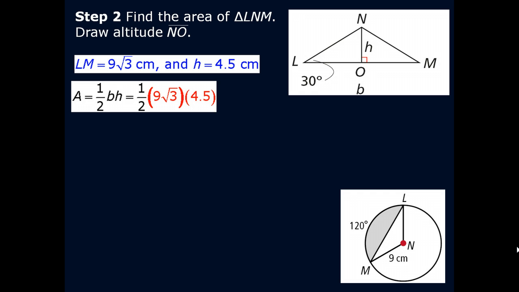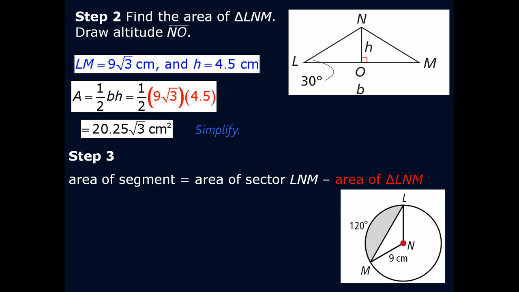Area equals 1/2 base times height. So 1/2 times 9 square roots of 3 times 4.5 gives me 20.25 square roots of 3 centimeters squared. So step 3, the area of the segment equals the area of the sector minus the area of the triangle. So that would be 27 pi minus 20.25 square roots of 3, which is approximately 49.75 centimeters squared.